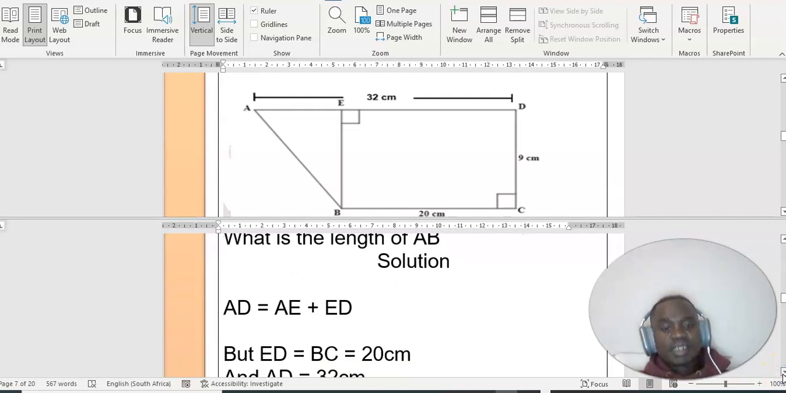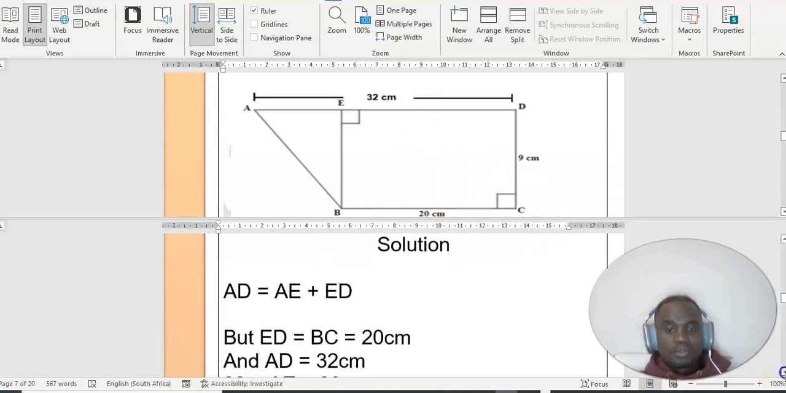But we know that ED is equal to BC. ED, this one, ED is equal to what? BC. ED is equal to BC. Where is BC? This one. Because this is a rectangle. Opposite sides are equal. So ED is equal to BC, and all of them are equal to 20. Okay.